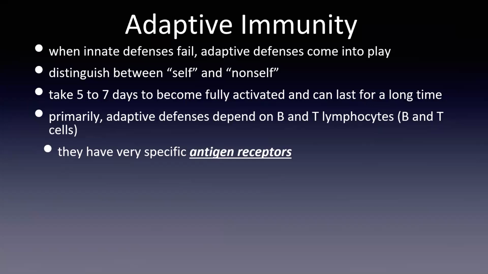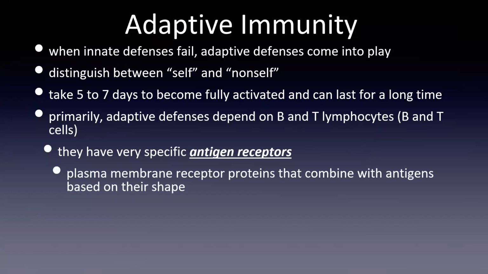So it's like a special handshake, or a different shape that matches up, a lock and key fit. So the plasma membrane, the outer covering of a cell, if you remember that from wellness and homeostasis, will have receptor proteins that combine with antigens based on their shape. And that's in a lock and key fit.